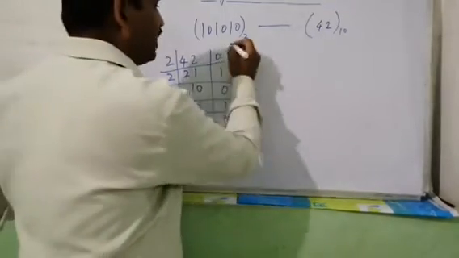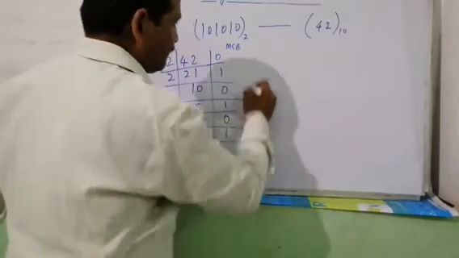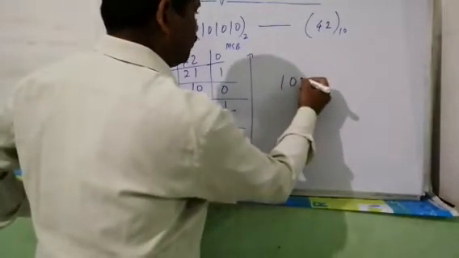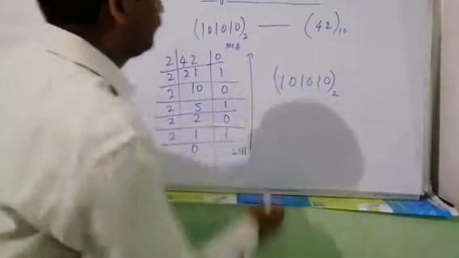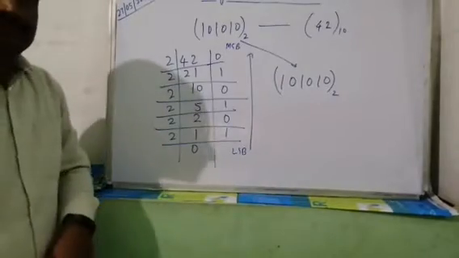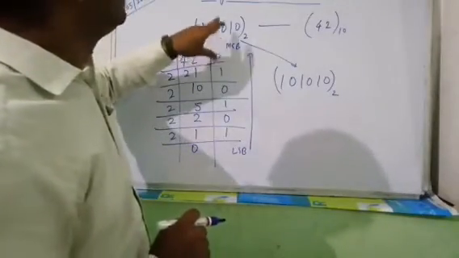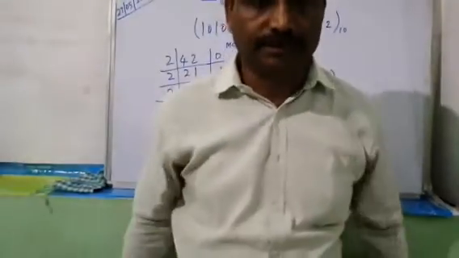So we have to write from the MSB to LSB like this. So what will be the number? 1 0 1 0 1 0. The same number is represented. It means 42 is the correct decimal equivalent of this binary number 101010. So this is the method to convert binary to decimal equivalent.